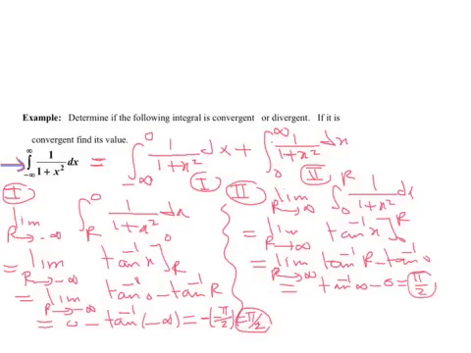So final answer, integration from minus infinity to infinity for 1 divided by 1 plus x squared dx is equal to this plus this, which is the first part plus second part. So it's equal to pi divided by 2 plus pi divided by 2, which is equal to pi.